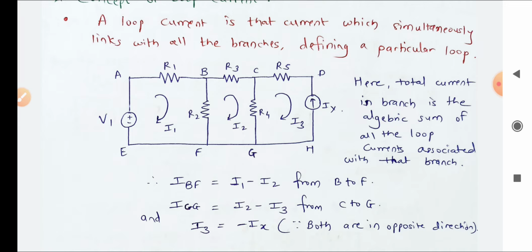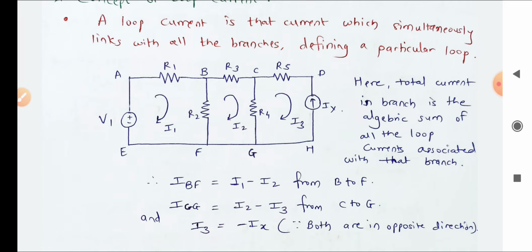So R1, R2 and V1 are the loop elements for loop 1. R3, R4, R2 are the loop elements in loop 2, and R5, Ix and R4 are the loop elements in loop 3. So when the current passes through each and every element in a particular loop, it is called loop current. So here we will assume I1 is the current in loop 1, I2 in loop 2 and I3 is the current in loop 3. As three loops are present, three loop currents are also there in that network.